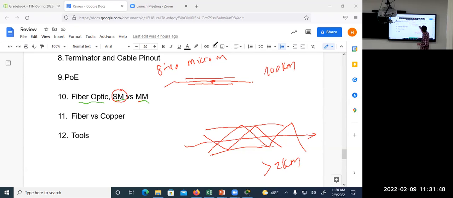Single mode also has higher bandwidth, and normally you use a laser as the source. For multimode you can use an LED, a light emitting diode. So remember, the difference between single mode and multimode: single mode can transmit a longer distance, 100 kilometers; multimode only 2 kilometers. The second is bandwidth. Single mode is very high; multimode is less. Those are the common differences between single mode and multimode.